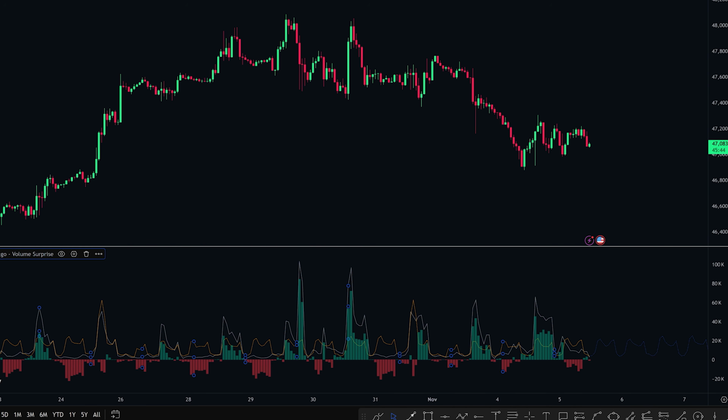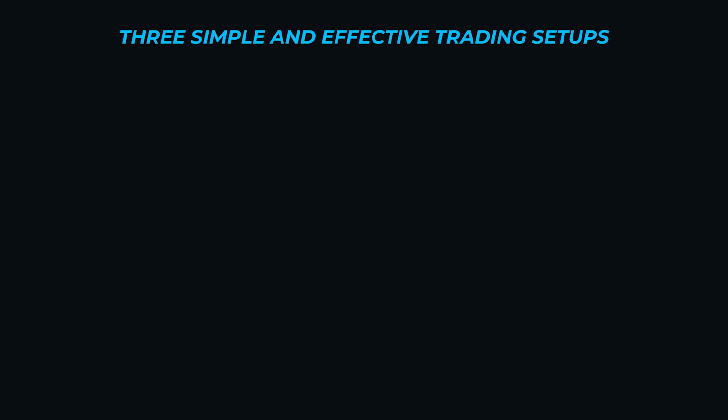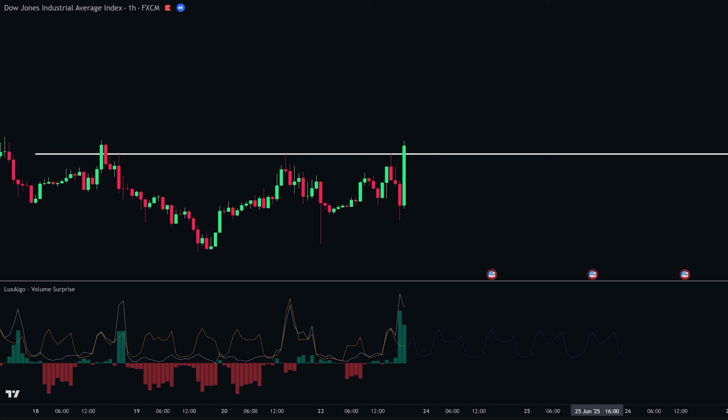activity with precision. Let's go through 3 simple and effective trading setups you can use with the Volume Surprise Indicator by LuxAlgo. Setup 1. Breakout Confirmation Trade. The first setup focuses on confirming real breakouts using the Volume Surprise Indicator. For a buy trade, start by identifying a market that's consolidating below a clear resistance zone or forming a tight range. Most traders enter breakouts blindly, but with this tool, you can filter out fake ones.